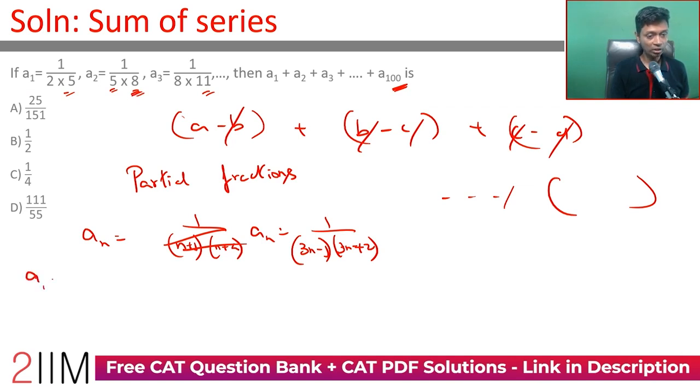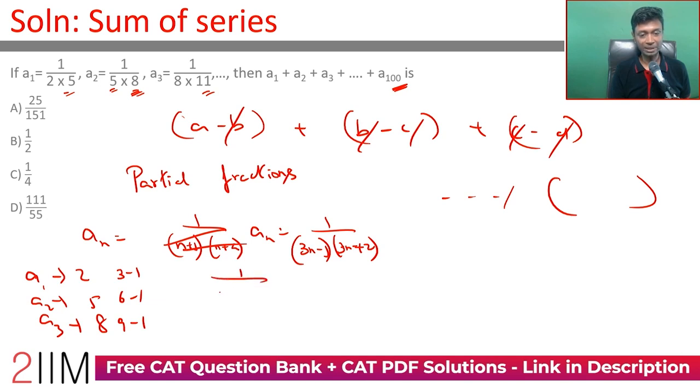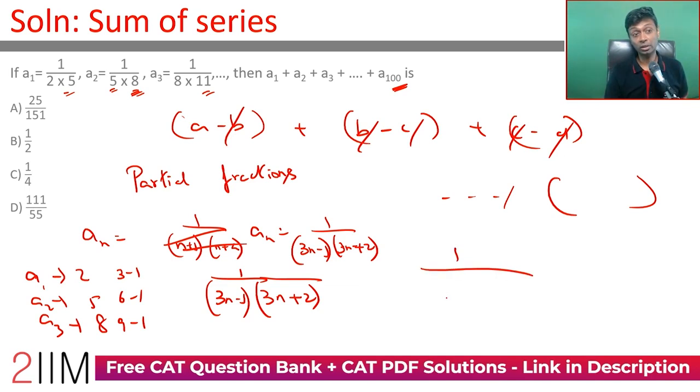I'm going to link A1 to 2, A2 to 5, A3 to 8. What is this sequence? This is 3 minus 1, 6 minus 1, 9 minus 1. So the first term is 1 by 3n minus 1. Second term is this plus 3, 3n plus 2. Right? And so on. So the 100th term will be 1 by 3 into 100 minus 1, 300 minus 1, 299 into 302. That's the 100th term. We're going to break this open using the idea of partial fractions.